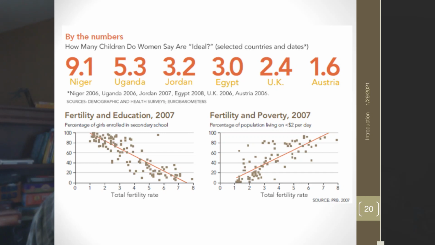Why? How could we possibly reduce these fertility rates? And of course, I think the best way to do this is to understand why the fertility rates are so high to begin with. Notably, if we look around the world and we ask women, how many children are ideal? How many children do you need? What's the best family size? If we go to Niger, they say the best family size is 9 kids per family. Uganda, 5. Jordan and Egypt, considered to be the more developed countries in the Mideast and North Africa, they say about 3. In the UK, 2.4. We get to Austria, Germany, even in the United States, the average is about 1.5 to 1.6.